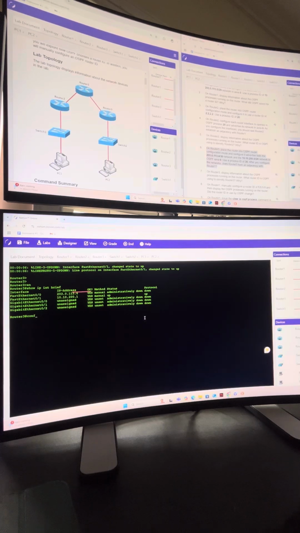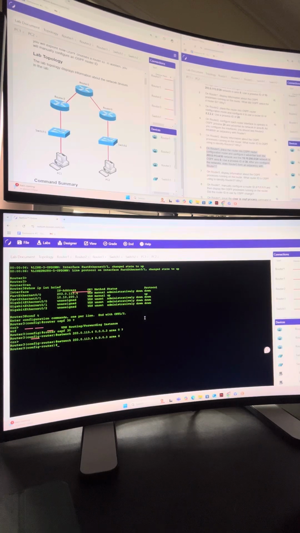All right, let's do a configure terminal. Let's do a router OSPF for process ID of 30. Say enter there. Let's do a network of 203.0.113.4. And we want to do a /30, so that will be 0.0.0.3 for area 0. Okay, that looks good.